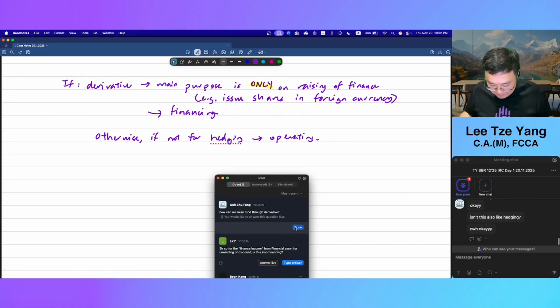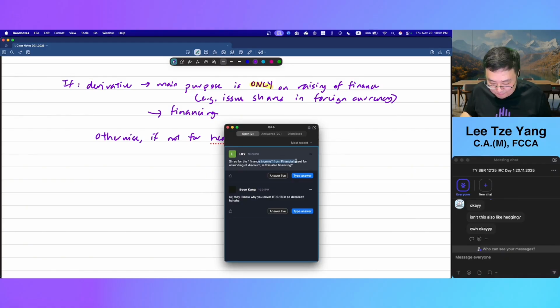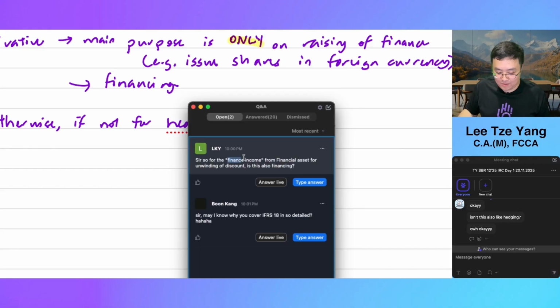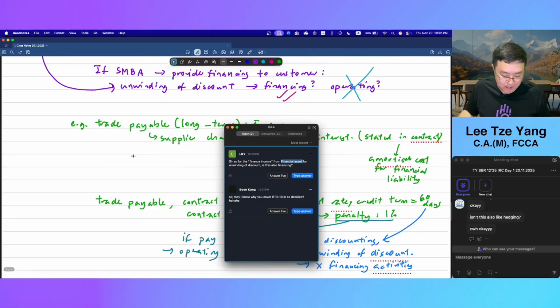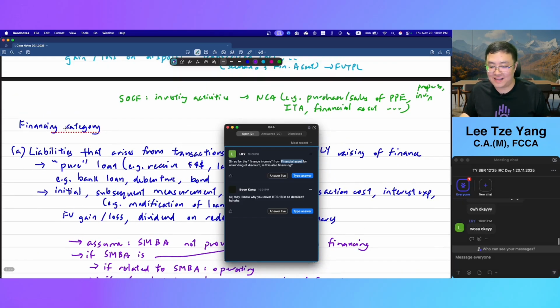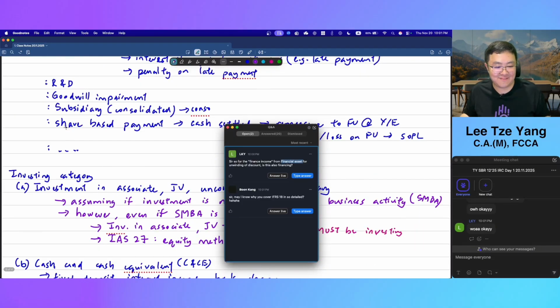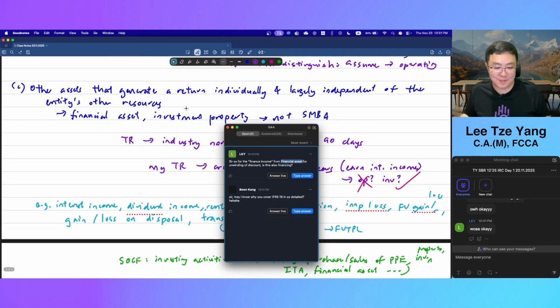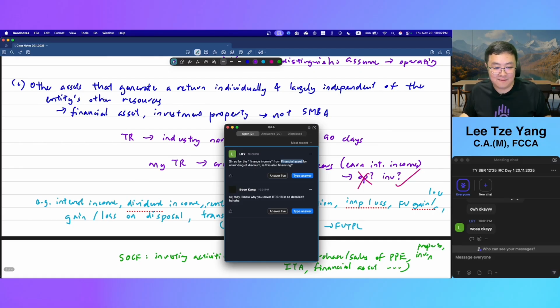So finance income from financial asset for unwinding discount. LKY, not necessary. Financial asset, as you can see, is not a liability, so you do not apply this financing. I hope you'll get it. Financial asset is not under this liability, so you don't apply the financing rule. So that will be under investing. Very likely it is under this one, if it is largely independent of your other resources. If SMBA, operating.